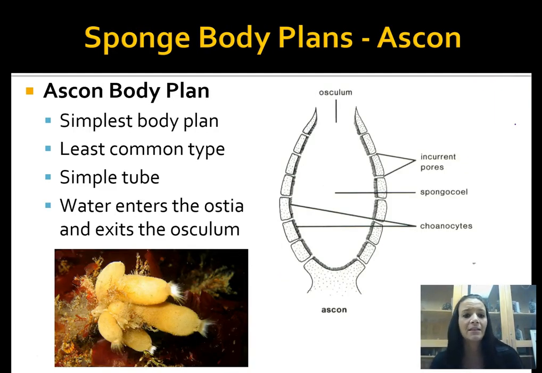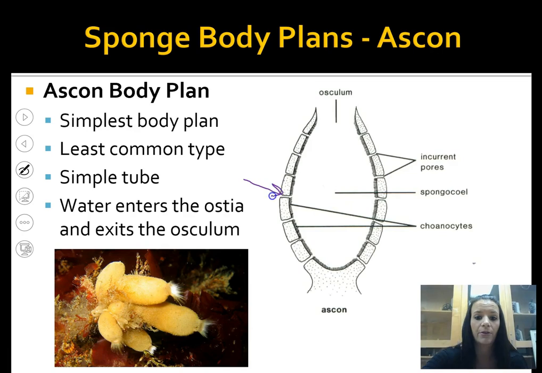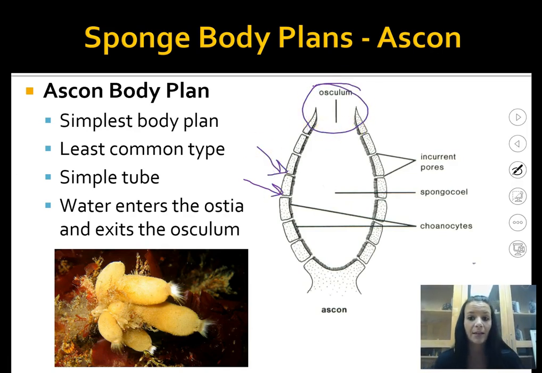So the first one is the Ascon body plan, and this is the simplest, like I just mentioned, but it's also the least common, and it's basically just a simple tube. So water enters the ostia and it leaves the osculum. So the ostia are all these little spots here, and the osculum is that big opening at the top.